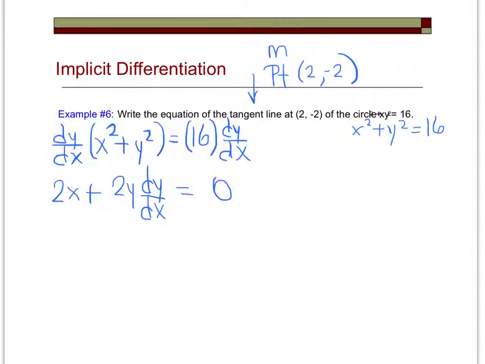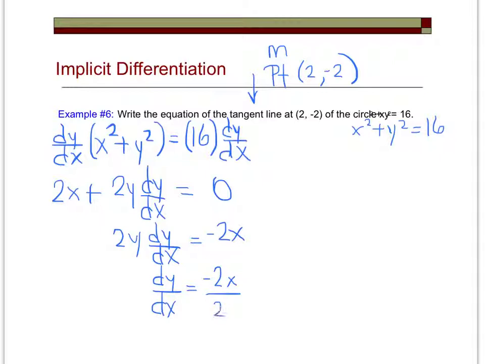So now I've taken the derivative of both sides. I'm going to isolate the dy/dx. So I subtract 2x from both sides, and I get -2x, and I'm going to solve for dy/dx, so I'm going to divide by 2y. So I get -2x over 2y, so then it turns out that the derivative is -x over y. Well, I need the slope, and if I use the point (2, -2), then I would have the opposite of 2 divided by -2. So 2 divided by -2 is -1, and the opposite of that would be 1.